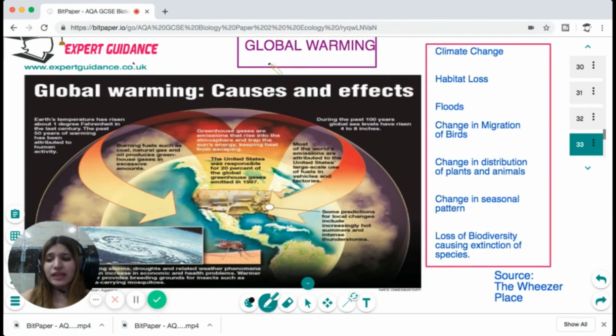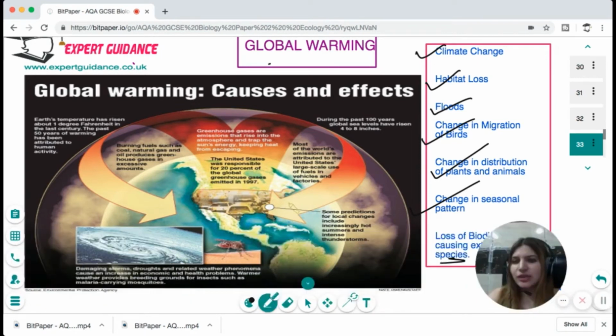But this greenhouse effect is increasing because of the increase in concentration of carbon dioxide due to rapid deforestation. And it is causing climate change, habitat loss, floods, change in migration of birds, change in distribution of plants and animals, changes in the seasonal pattern, and loss of biodiversity, causing extinction of species. So you can see in this diagram that the Earth's temperature has risen about 1 degree in the last century, and the past 50 years of warming has been attributed to human activities.